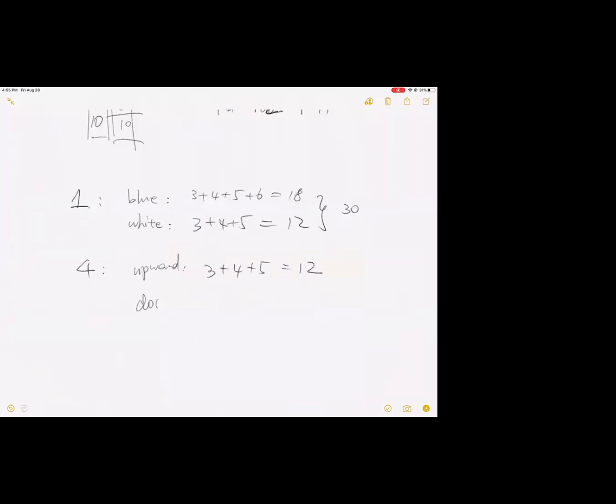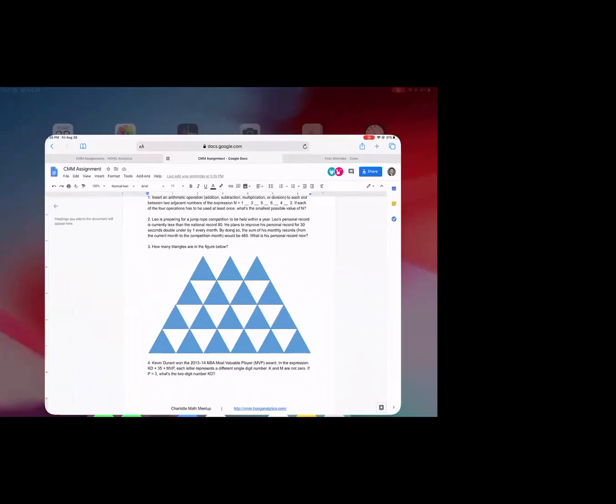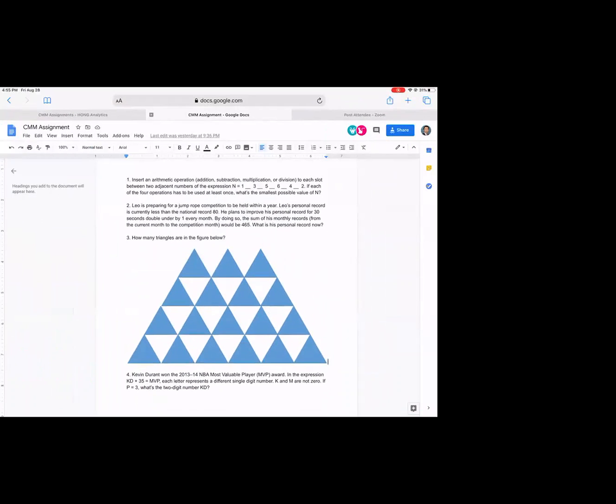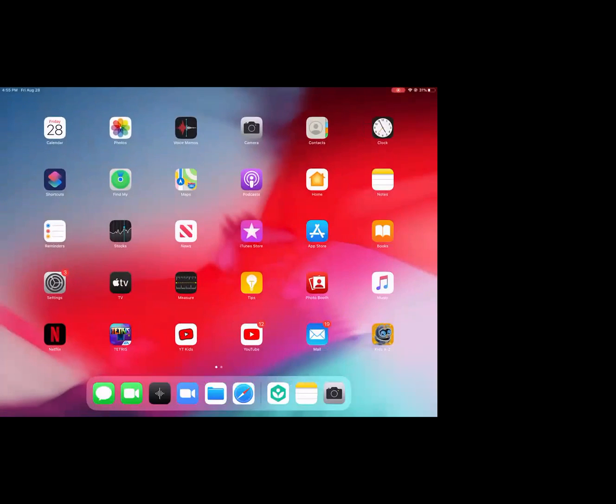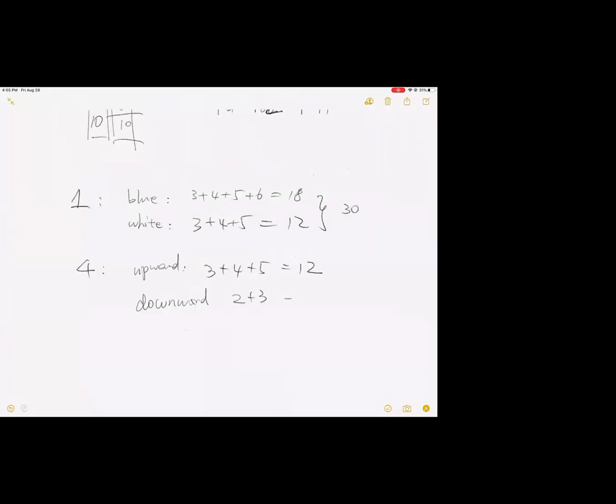And then there are also downward pointing ones. So let's see how many downward pointing ones you have. In the second and third row, there are 2 of them, okay? And then in the third and fourth row, there are 3 of them, right? So 2 plus 3 is 5. 12 plus 5. Oh, yeah. So in total, it's 17, right? Okay, keep counting.